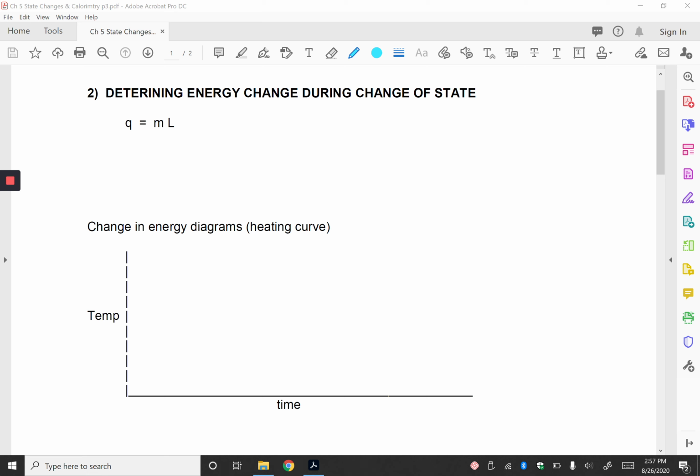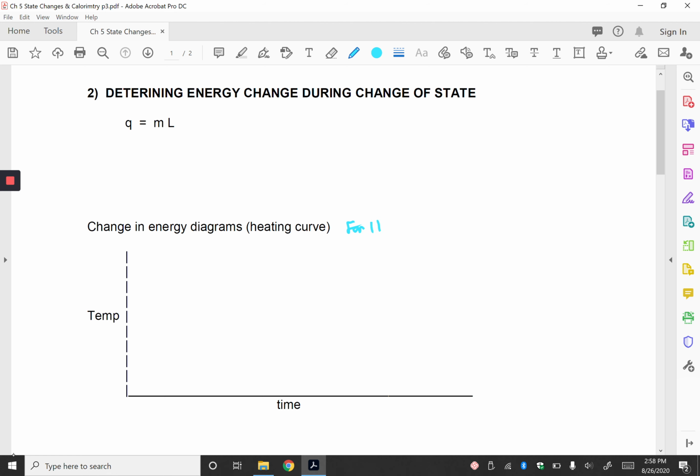Hello, AP Chemers. Today we're going to talk about calculating heat that is transferred when you have a phase change. So when your liquid turns into a solid or your liquid vaporizes or something like that. So we know that even when you are giving heat to a substance, the temperature does not change when you have a phase change. So, for example, let's draw the heating curve for water.